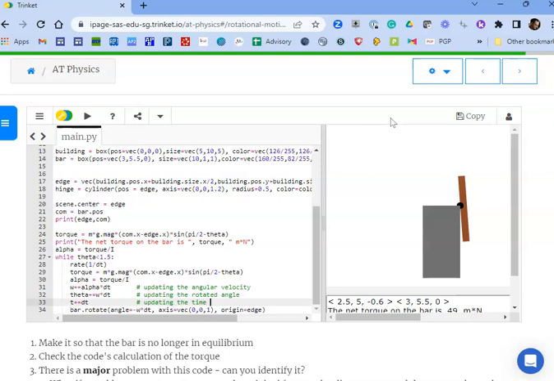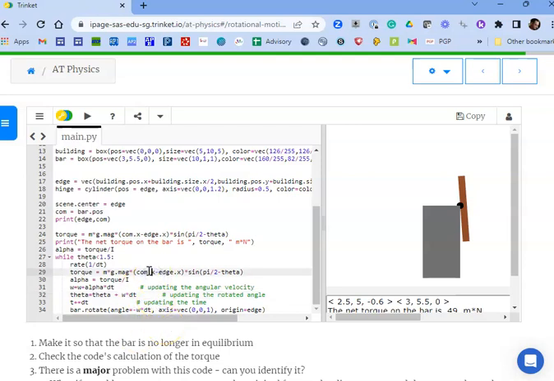Now, if you recall, by the way, omega plus equals is a short way in Python to write essentially omega equals omega plus alpha dt. And again, here you could write theta equals theta plus omega times dt.